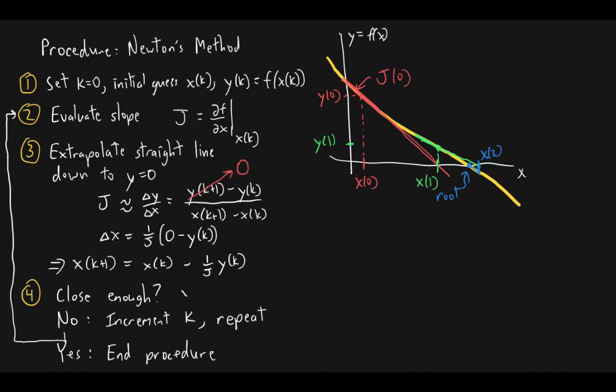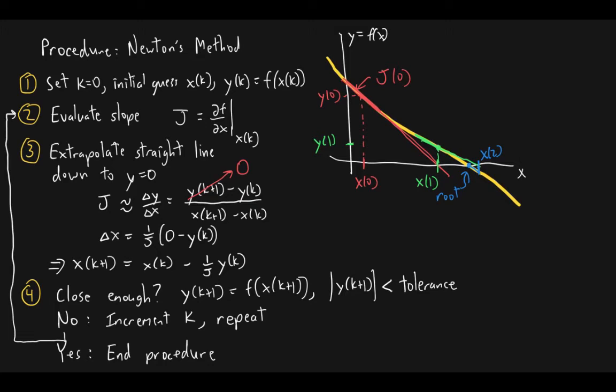As for the test for close enough, we evaluate y of k plus 1, which ideally should be close to 0, by just plugging our candidate root location into the function f. We test whether the absolute value of y is close enough to 0 against some tolerance, which is a value that we set for whatever counts as close enough.